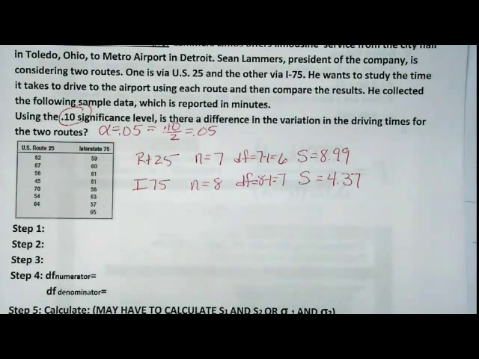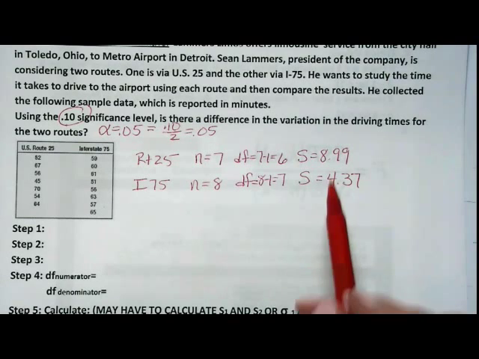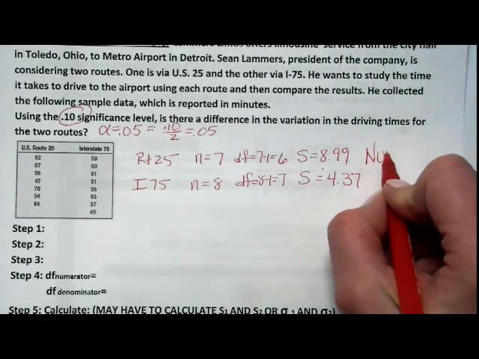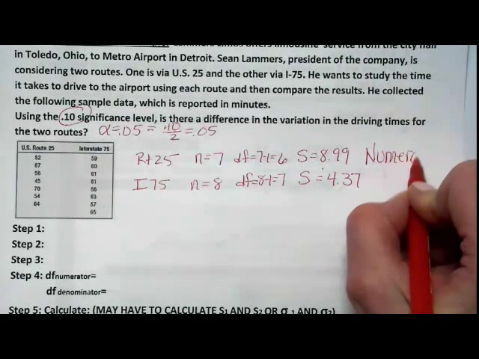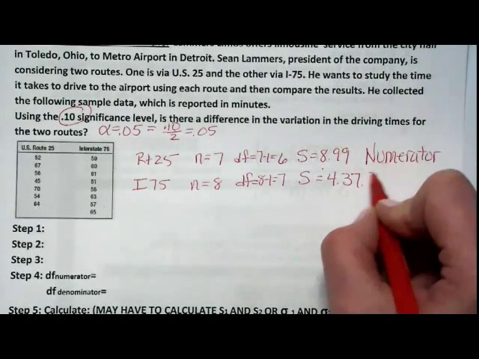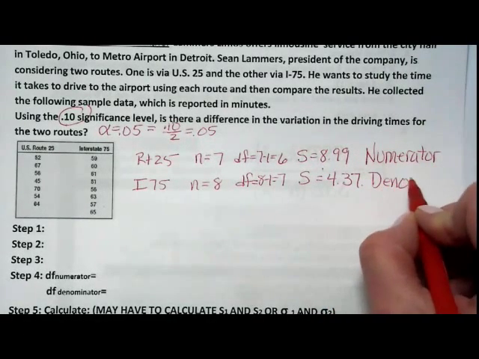Okay? So we've calculated sample size, degrees of freedom, and standard deviation. Before we even go to step 1, I want you to note that the larger standard deviation will always be the numerator. The smaller one will be the denominator.